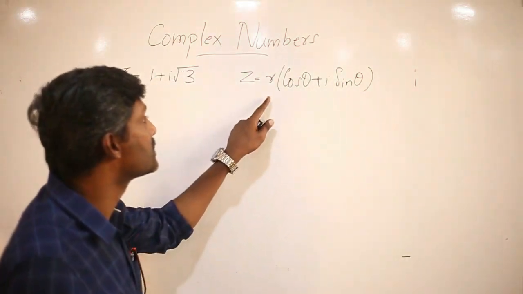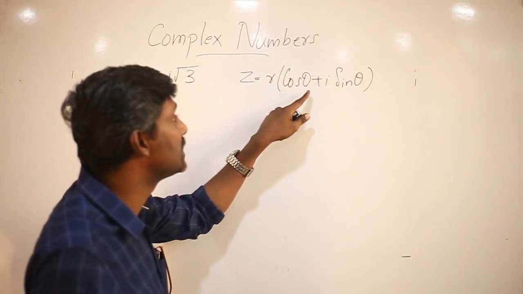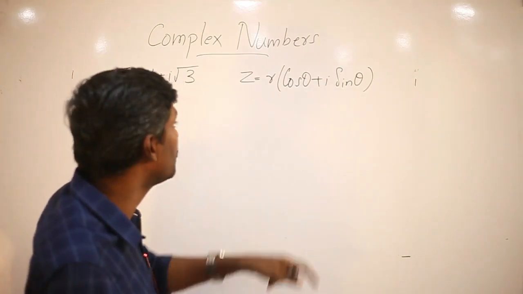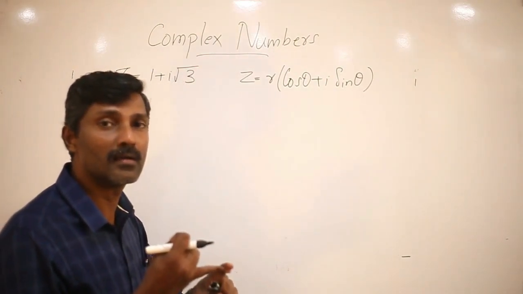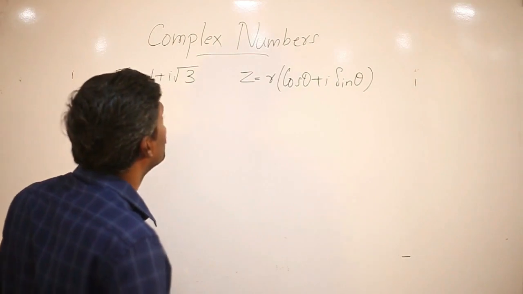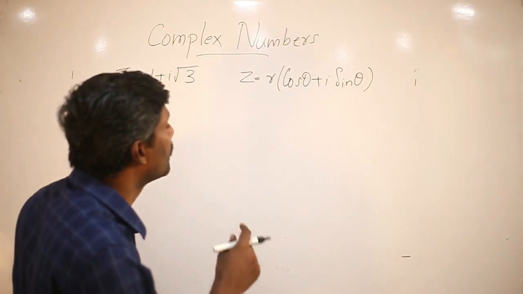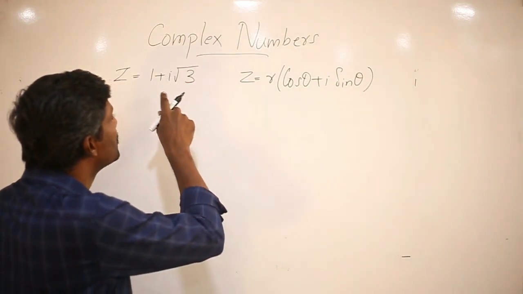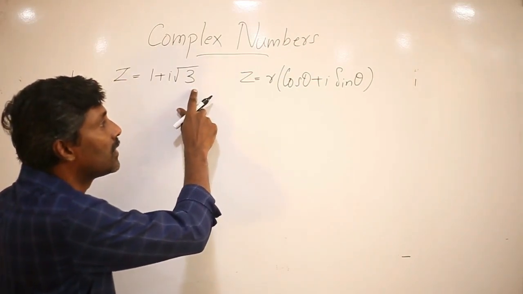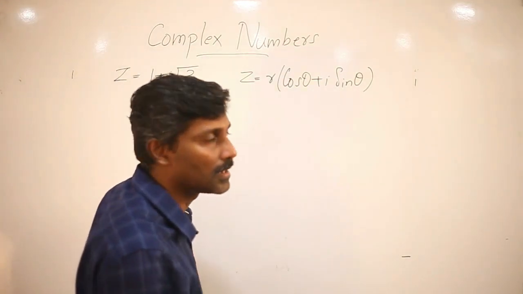Right? Where r is the modulus of the given complex number and theta is the argument. Okay? Now we have to find r and theta. Now how do we do that? Just compare these two: 1 plus i root 3 and r cos theta plus i sin theta.